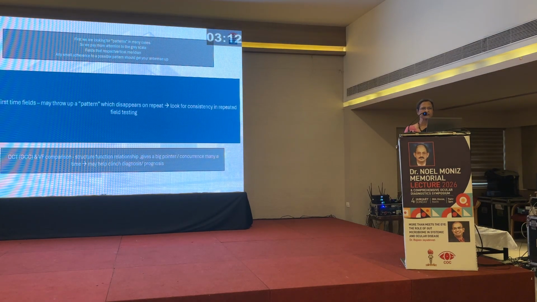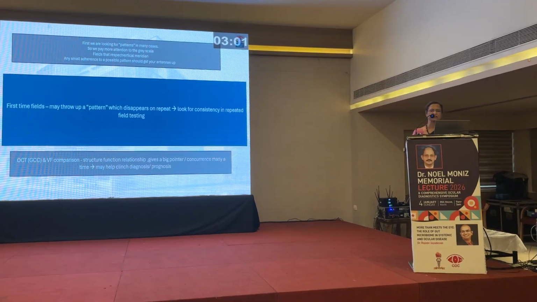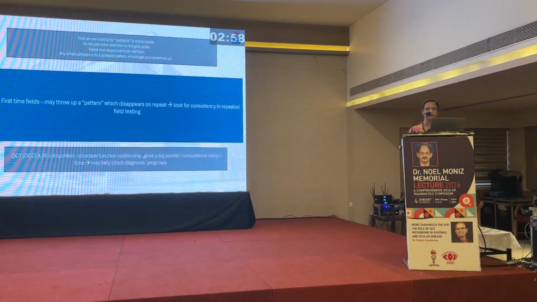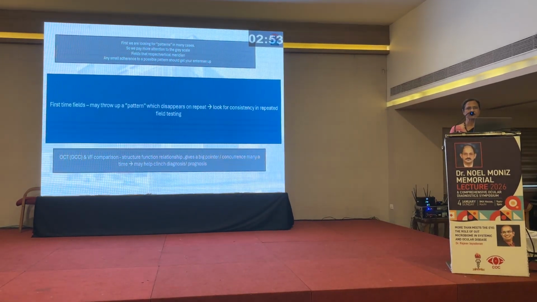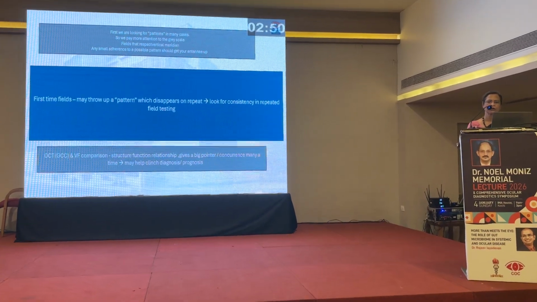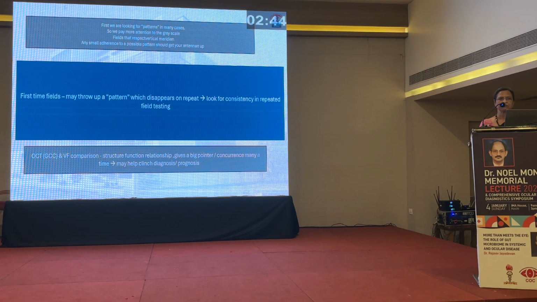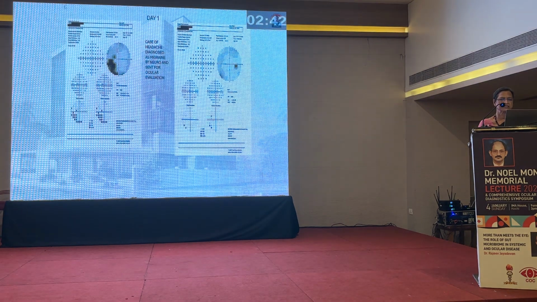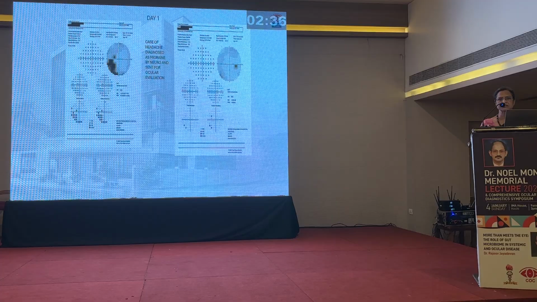The second point that I had mentioned earlier was that first-time fields may throw up a pattern. We are now looking at patterns for neuro-ophthalmic patients. The first-time field may throw up a pattern, but this pattern may disappear on repeat field testing because of the learning curve that the patient is undergoing. So we have to be very careful, put the whole clinical scenario together, and maybe look for consistency in repeated field testing. For example, this was a patient with headache who was diagnosed by a neurologist as having migraine, and he was sent for ocular evaluation.